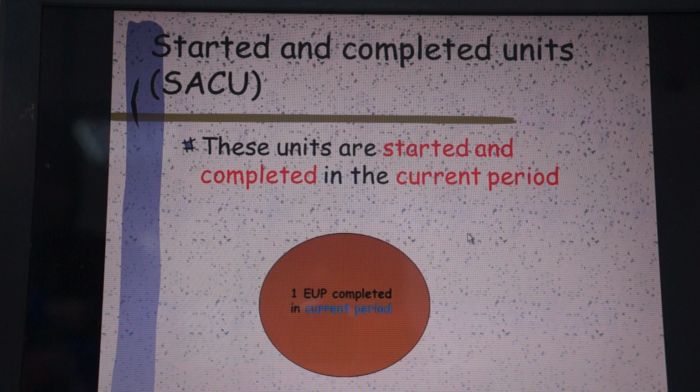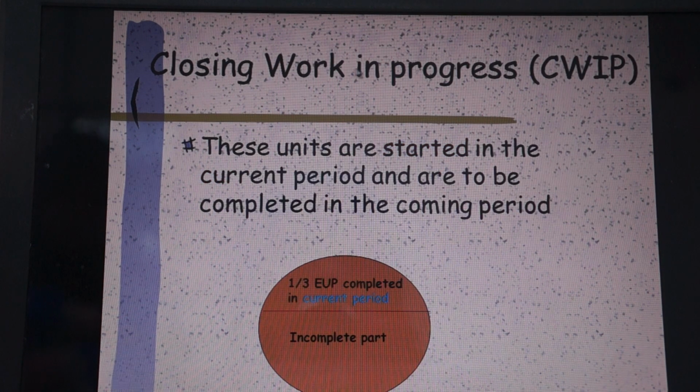Then closing work in progress: these units are started in the current period and are to be completed in the coming periods. So if you look here, 1/3 of equivalent unit production is completed in the current period. The other incomplete part will be completed in the coming period.